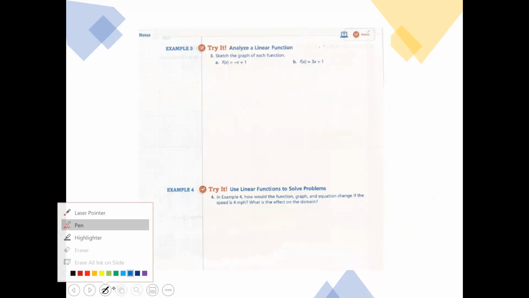Okay, now let's go ahead and move on to number 3, example 3. It says sketch the graph of each function. Now remember, f of x is the same thing as saying y. So I could just say y equals negative x plus 1. Now at this point, you have one of two ways that you can do this. You could either just graph using y equals mx plus b form, or you can use a table or a chart.